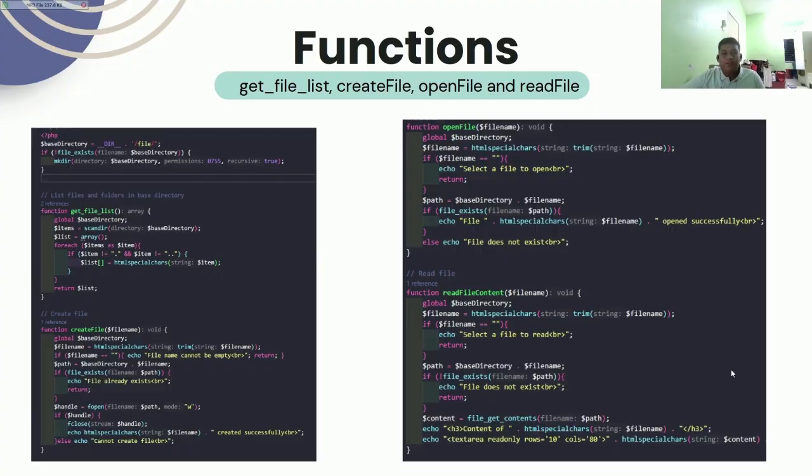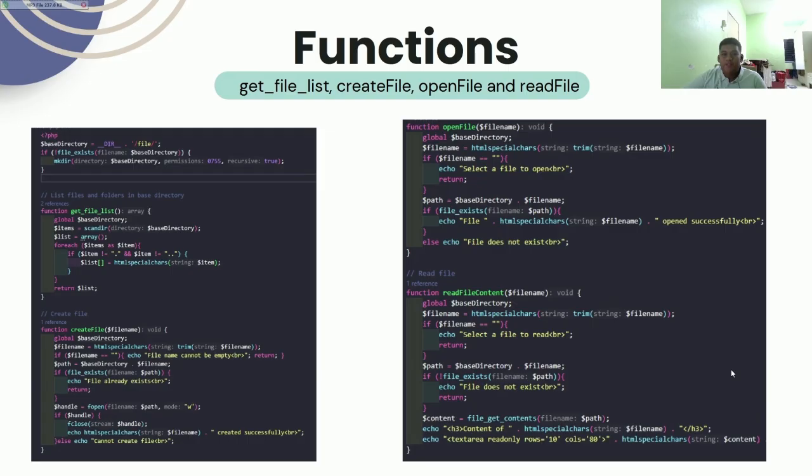Assalamualaikum, my name is Adam Zikri, and now I will continue with the function.php part. This part of the code is responsible for setting up the main working directory and handling basic file operation in the system. The variable base directory defines the main folder where all the file will be stored. It uses the DIR constant to get the directory of the current PHP file and adds files so that all files are organized inside a specific folder named file.